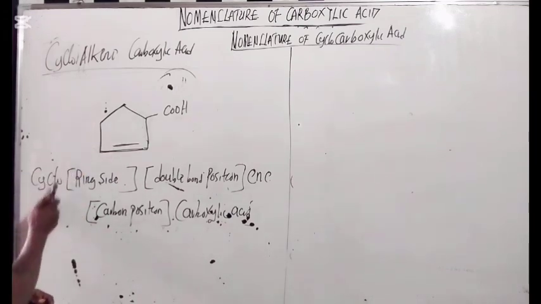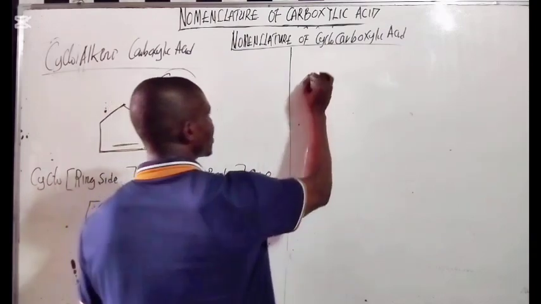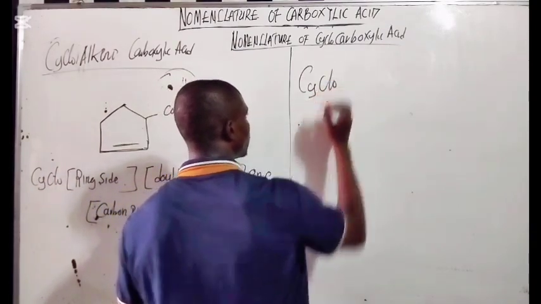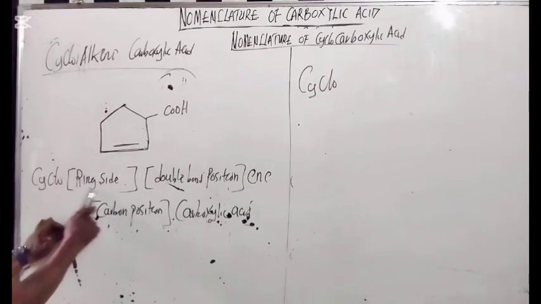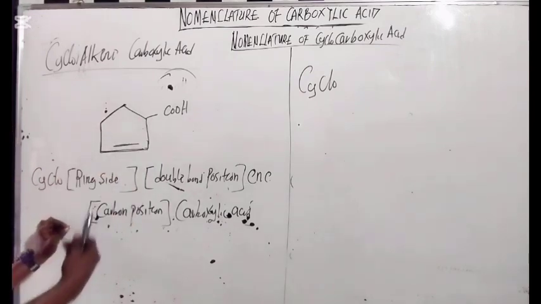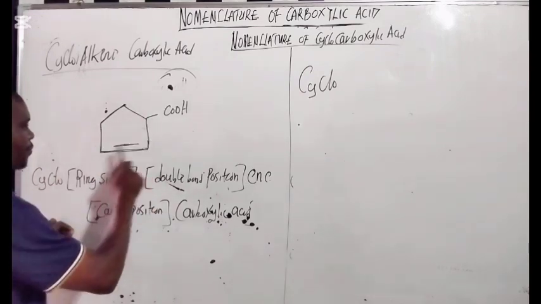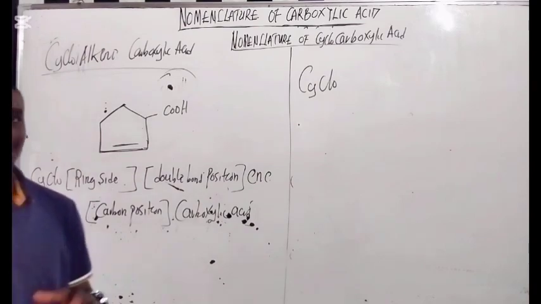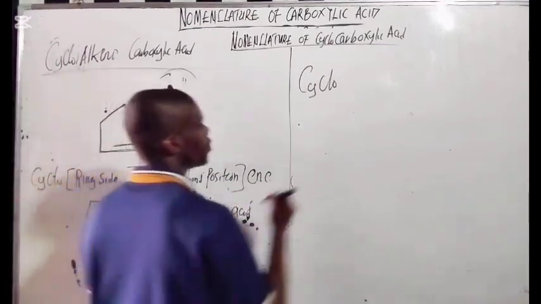Now let us name this one here. Cyclo, yes. So you have cyclo, right? Then the ring size. Now what is the ring size here? If you look at it very well, it is the number of carbon atoms in the ring: 1, 2, 3, 4, 5. And the number of carbon atoms when it's 5 is called pent. So here we have cyclopent.